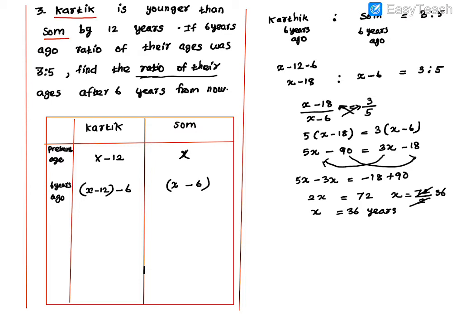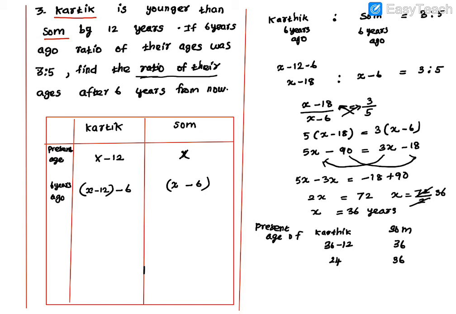After 6 years means you have to find the present age first. So the present age of Karthik and Som. Karthik's present age is X minus 12, so 36 minus 12, that is 24. Som equals X, so 36. So 24 here and 36 here. This is the present age.